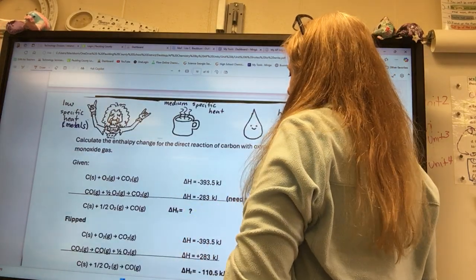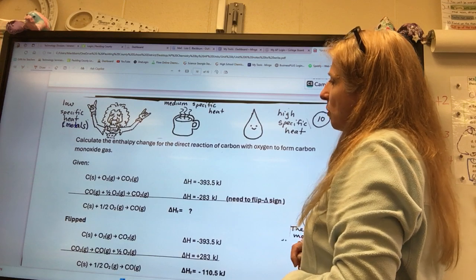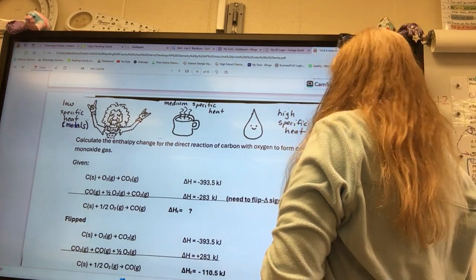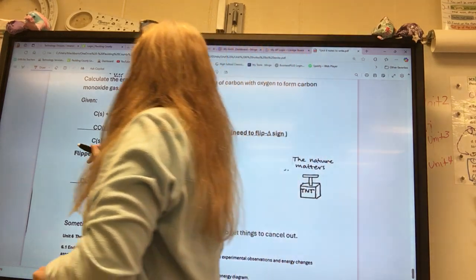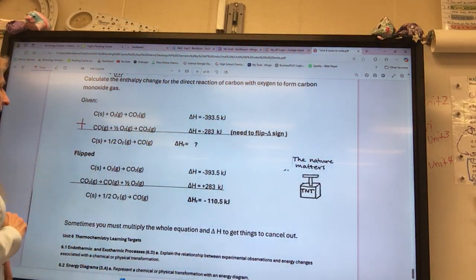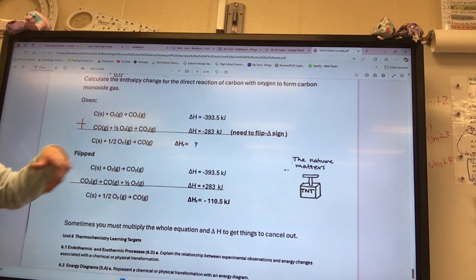Okay, calculate the enthalpy change in the reaction of carbon with oxygen to form carbon monoxide gas. So there's a two-step problem. We have the heat, and we want to add them up and figure out what the heat is. But before, we can't just add these up. We have to see what's going on.